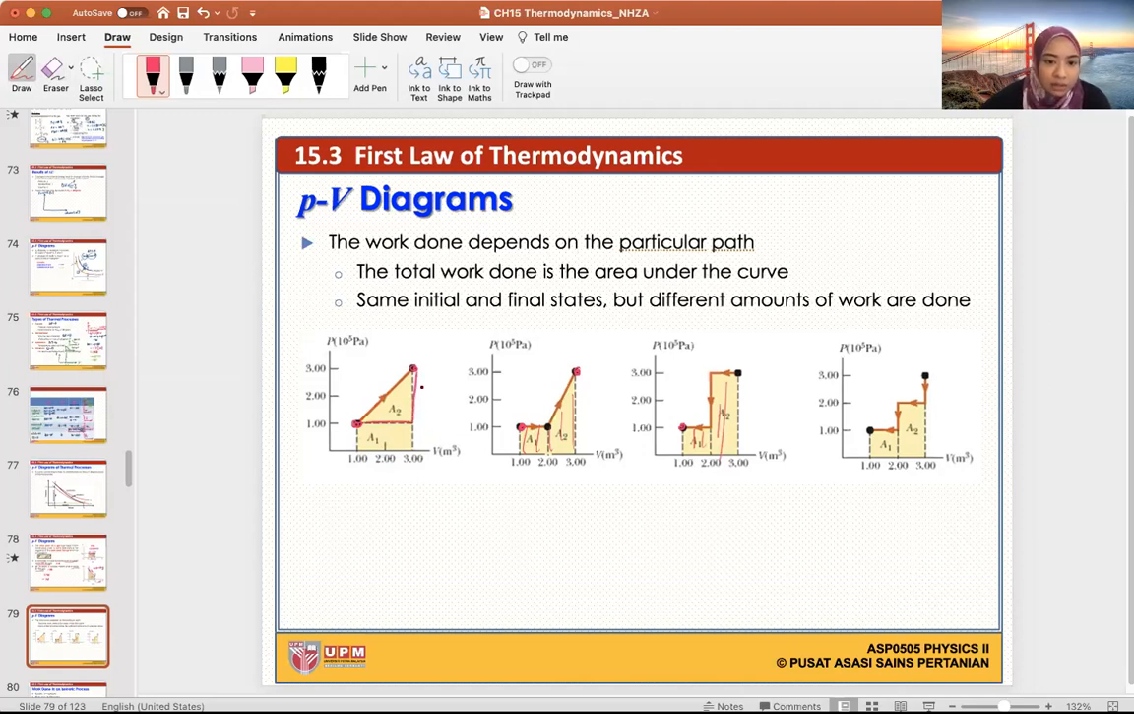This is a triangle. So 1 over 2 times the length of this one, which is 2, times the length of this one, which is 2. That is your triangle. And then this one is a rectangle.